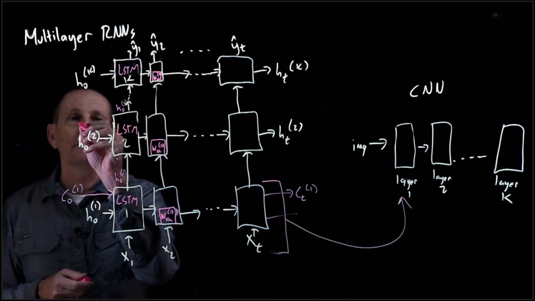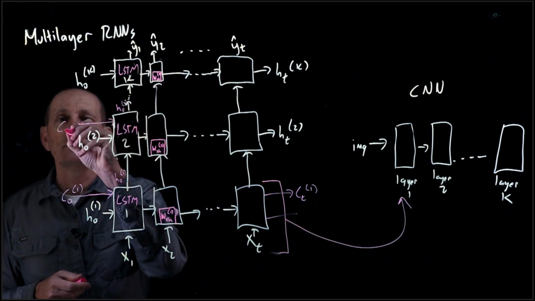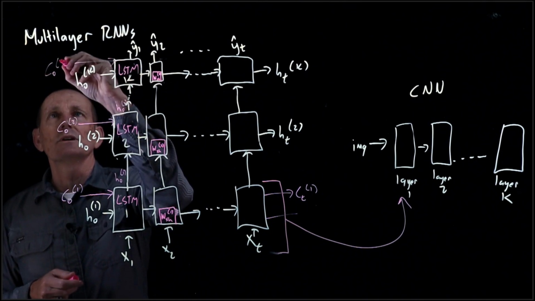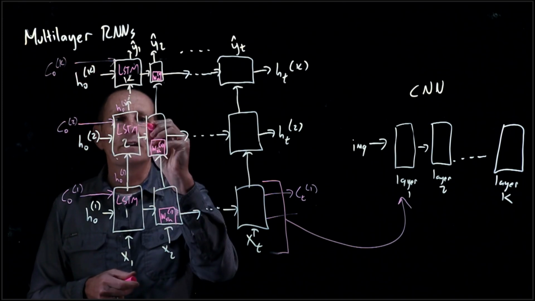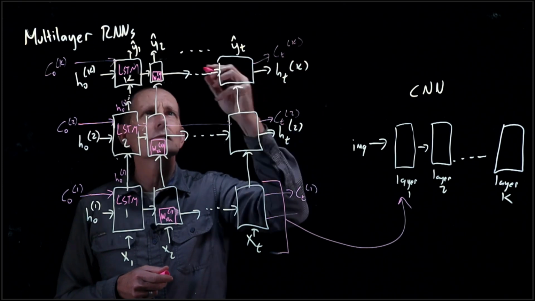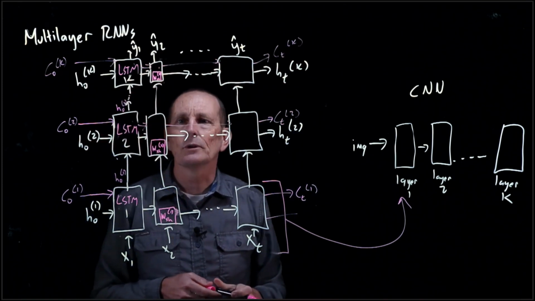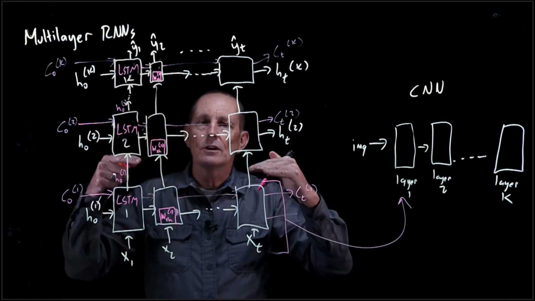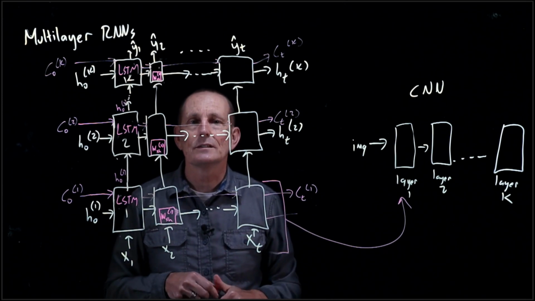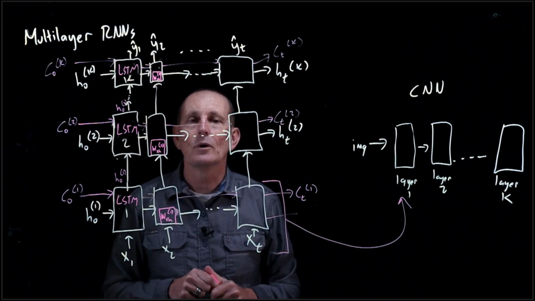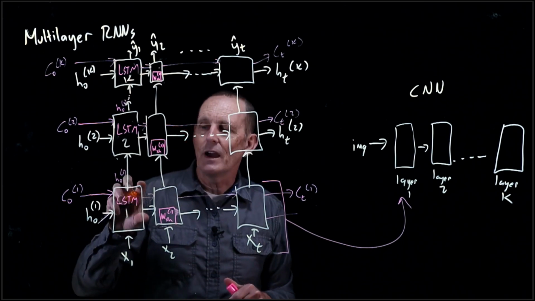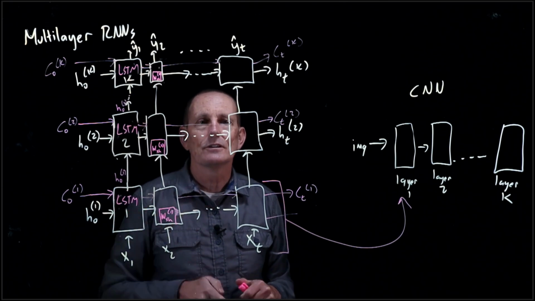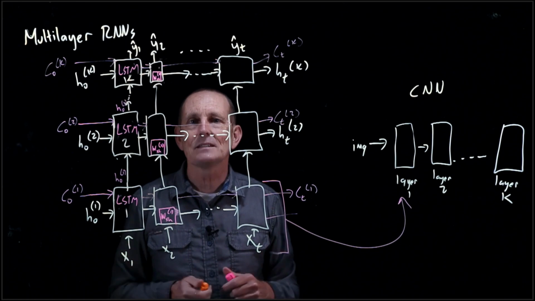So we'd have C sub 0 super 1 coming in here, C sub 0 super 2 coming in here, C sub 0 super K coming in out here, and we'd also have our C's going through here as well. So the H's go up, and what we should be getting is more and more complex, more and more abstract features, because we can build more complex features over the simpler features that we're getting at the earlier layers. That's multi-layer RNNs.